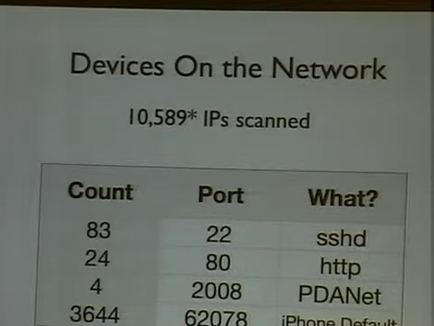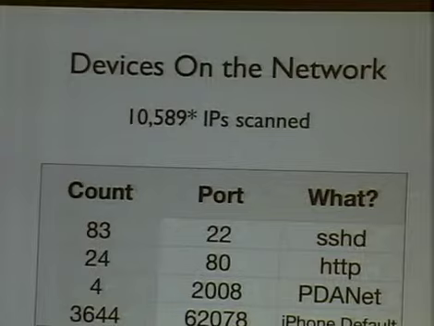I also found 4 people that happen to be running PDA-NAT. How many of you guys know what PDA-NAT is? It's a little tethering app. It uses some proxy technology. It's an open proxy. So when you run it on your iPhone, I could actually proxy through your iPhone on the NATed network and then out of there. So I thought that was kind of interesting.